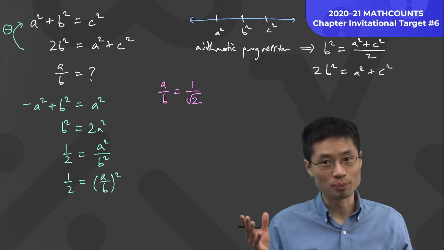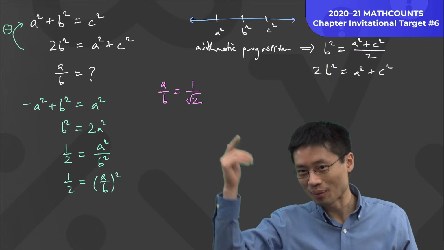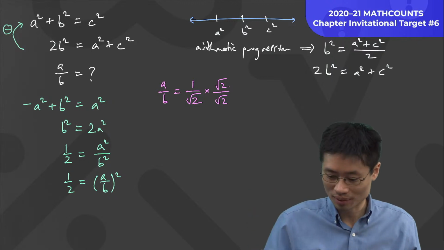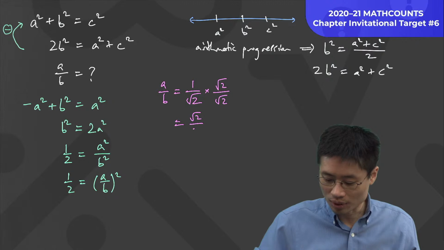And it won't be negative because these are lengths. But I can't write 1 over root 2. I need to rationalize the denominator. The way you rationalize the denominator is you multiply it by 1, which is the same thing over something else. And so I get that this is root 2 over 2.